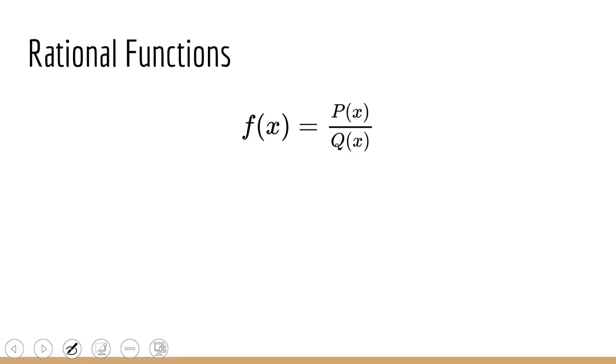Another type of function are rational functions. So a rational function is the quotient of two polynomials, or in other words, when we divide a polynomial by another. Note that the denominator cannot be 0 over here, so q here can't be 0, and its degree needs to be at least 1. Otherwise, there would be no variable at the bottom.